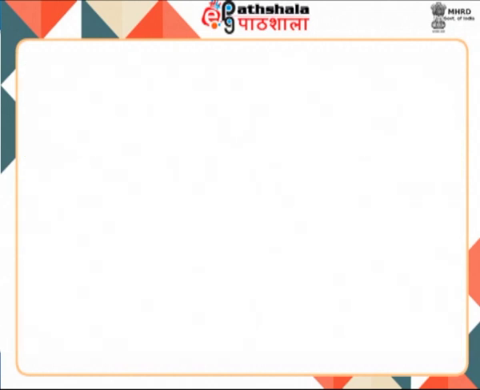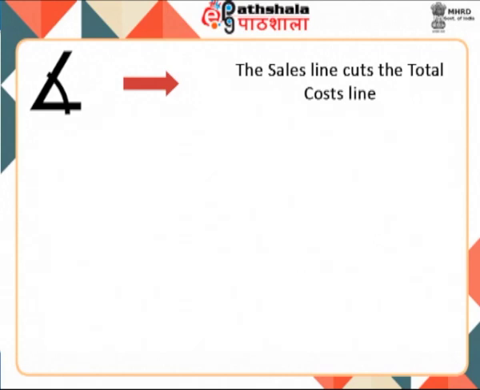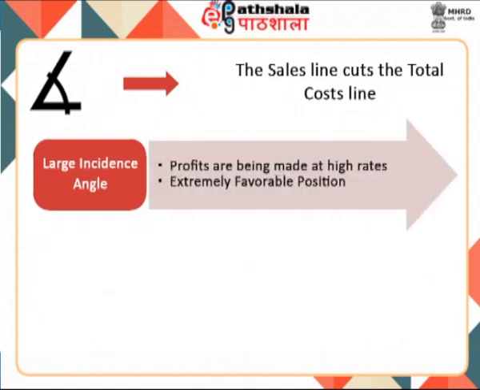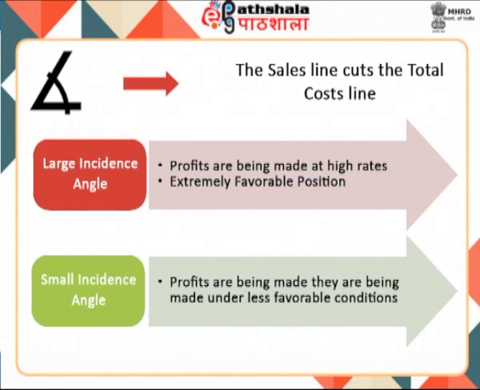Angle of incidence is the angle at which the sales line cuts the total cost line. A large incidence angle indicates that profits are being made at high rates. Together with margin of safety, it indicates an extremely favorable position and sometimes may indicate monopolistic conditions. The smaller angle of incidence indicates that while profits are being made, they are being made under less favorable conditions.